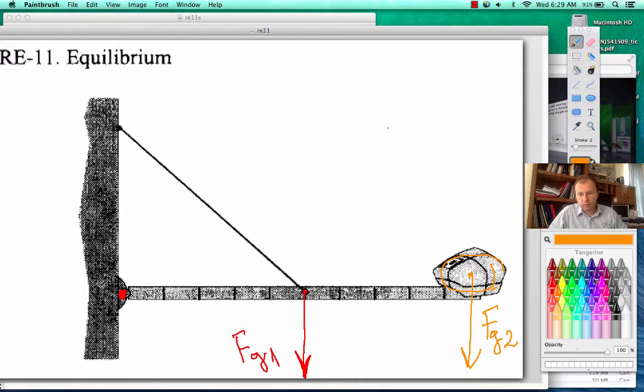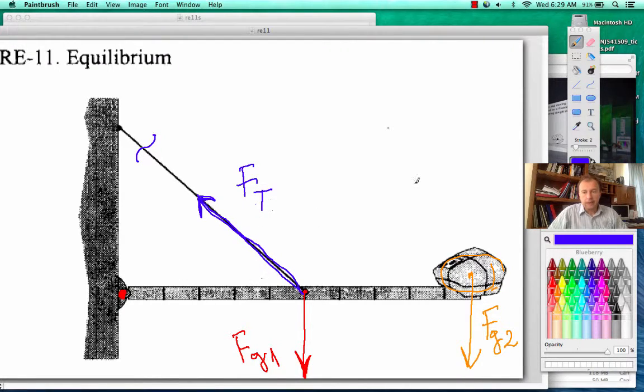Now, we see the string. At this point, you should realize that if there is a string, let's say hypothetically, I'm going to cut the string here, what will happen with the beam? It's going to rotate and fall down, right? Therefore, there has to be a force in the string that will hold this beam horizontally. So that's the force of tension. Or we can label it, to use the capital T, force of tension.